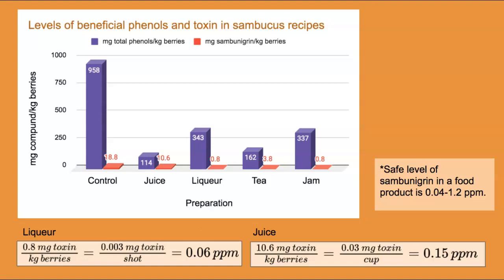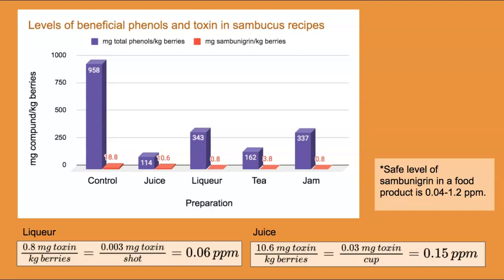The takeaway for this is if you're preparing your own elderberry preparations, make sure to cook them. According to this research, the levels of toxin in homemade elderberry preparations should be just fine. However, remember that this is Croatian elderberry, so it would be good to look into studies of American elderberry, say from Maine or Canada or California.